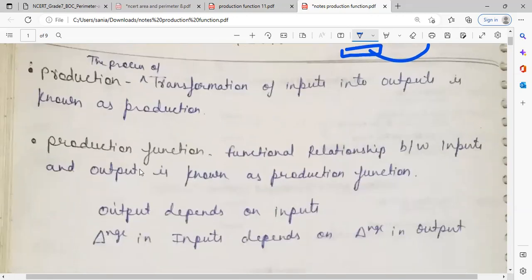So see, output always depends on input. Whatever you are putting in, that is what you will get. If you are studying well, you will get a good score. If you are not studying well, you won't get a good score. So your output depends on how much effort you are putting in. But change in input depends on change in output. If your input is changing, it is because there is a change in output. Like now you are demanding 5 chairs, so you will change your input. You will put 5 pieces of wood instead of 1 piece of wood. Clear?